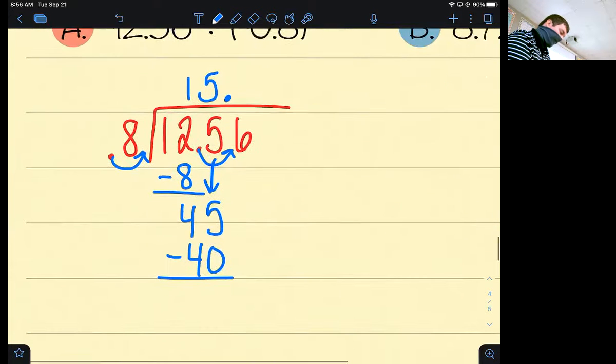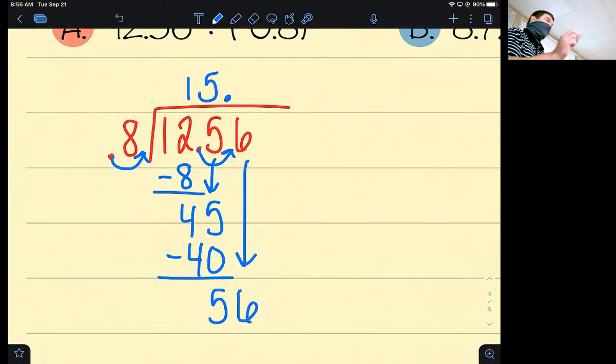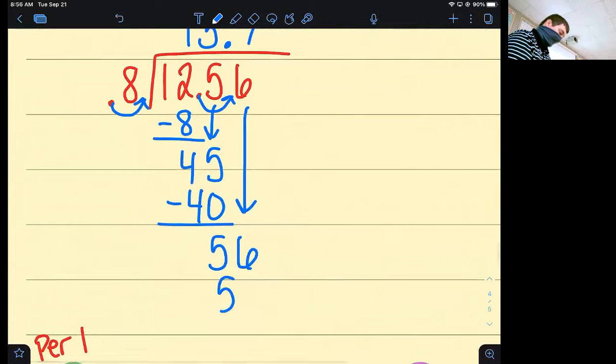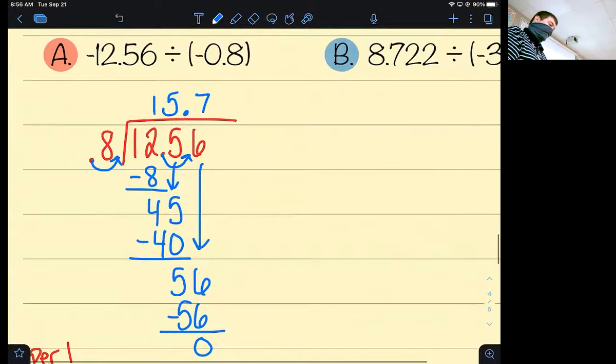Subtract. 45 minus 40 is 5. Drop down the next number, because I'm not done until I get a 0. How many times does 8 go into 56? What is 8 times 7? Well, it looks like I'm going to get my 0 right there. So I'm done. And we know it's positive, and we know it's 15.7.